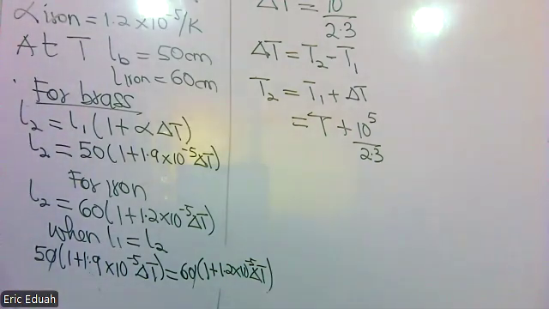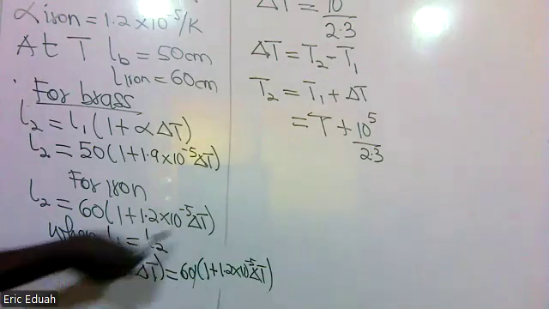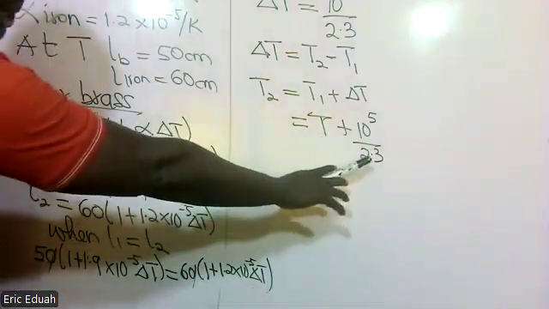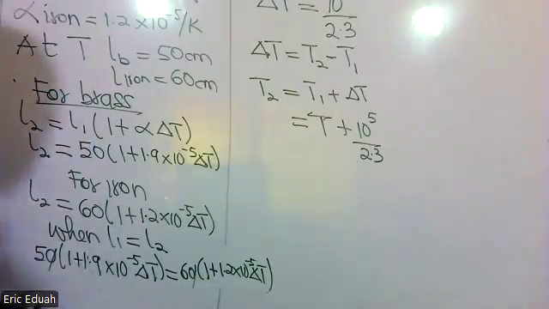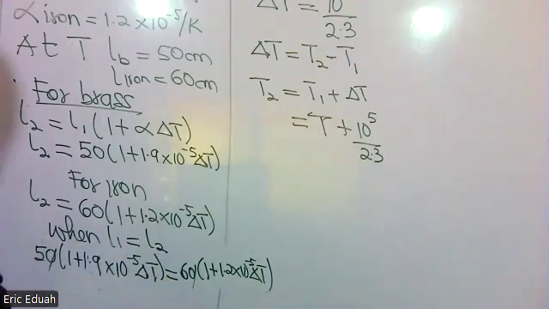Sir, why is the denominator just 2.3? I'm saying that if you solve this, you have something like this. Anyway, for the benefit of the rest of you, let's solve it.